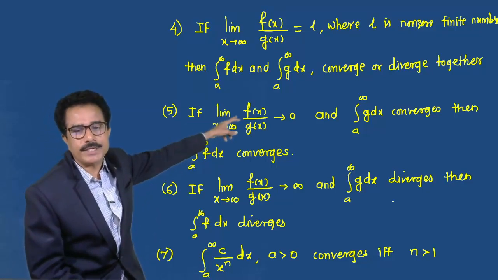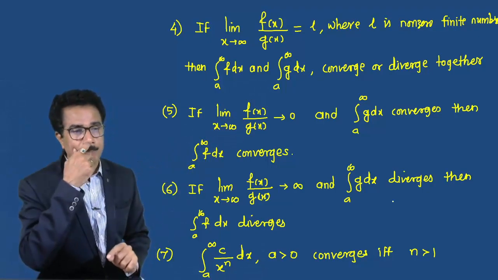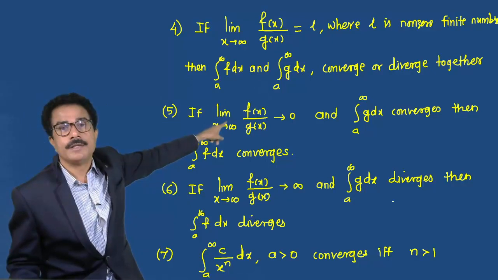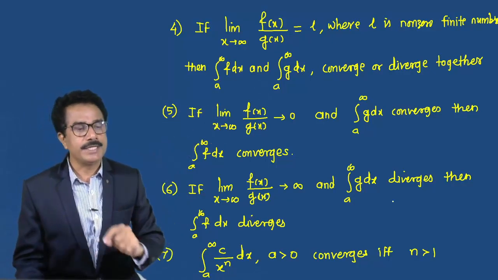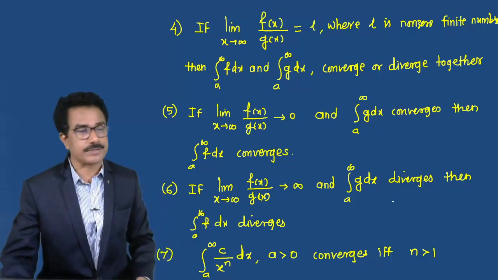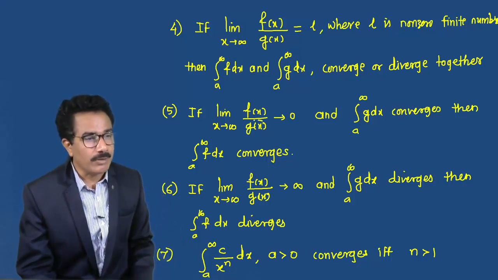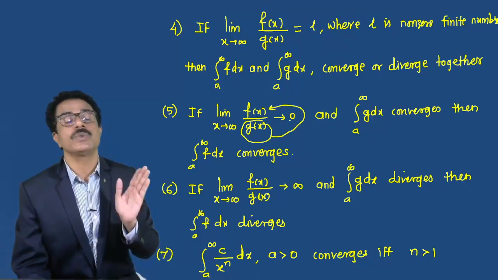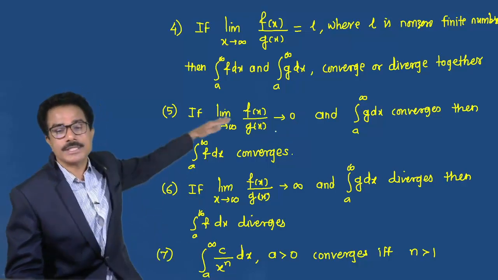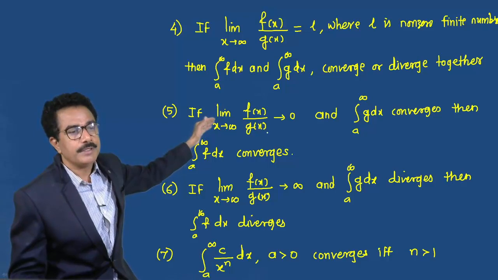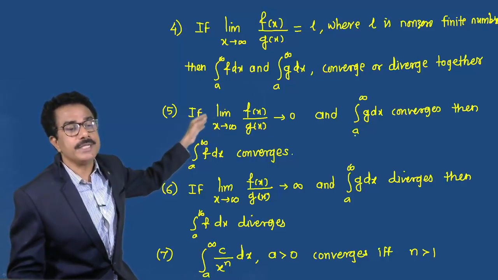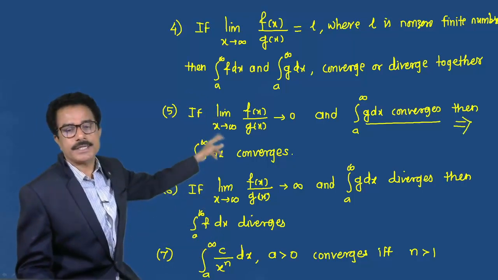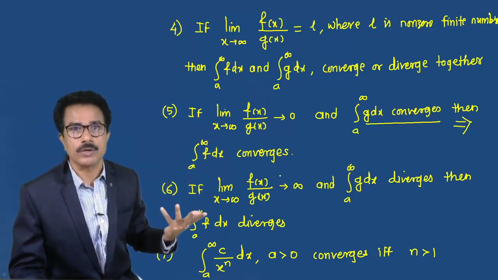If limit x tends to infinity, f of x divided by g of x tends to 0, then in that case, if the value of L is 0, we can write that if integral from a to infinity g dx converges, then the denominator being convergent makes the numerator also convergent, if it tends to 0. That means if the value of the limit is 0 and the integral from a to infinity of g dx is convergent, then we can say that integral from a to infinity f of x dx is also convergent.